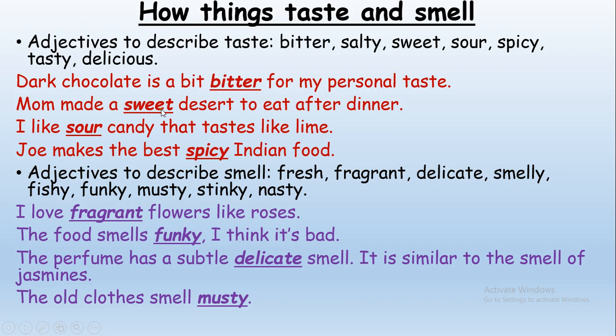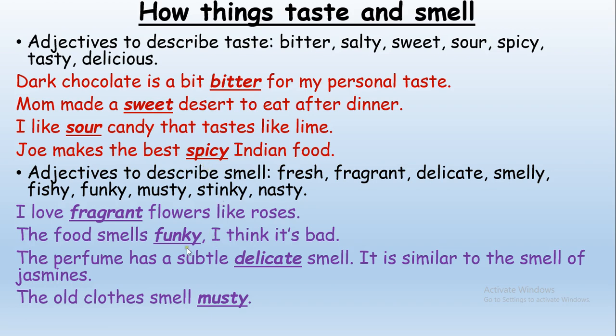Mom made a sweet dessert to eat after dinner. How did we describe the dessert? Sweet, with sweet flavor. I like sour candy that tastes like lime. So which type of candy do I like? Sour. How does it taste? Sour. Joe makes the best spicy Indian food. How did I describe the Indian food? With the word spicy. How does it taste? Spicy. So words like bitter, sweet, sour, and spicy tell you how things taste.